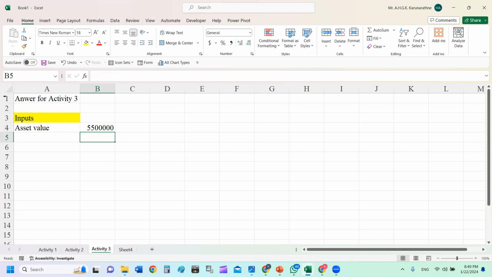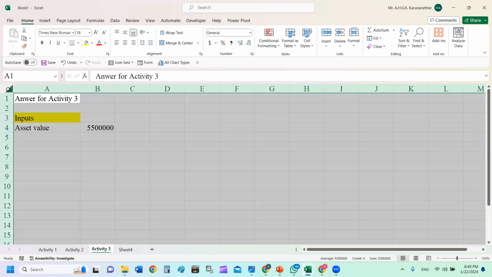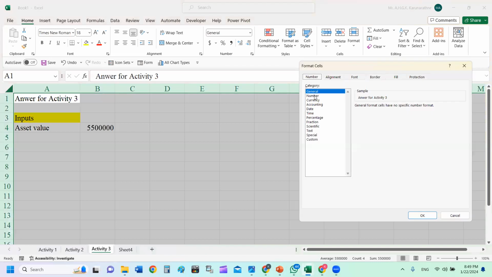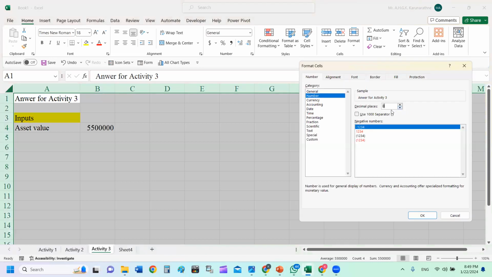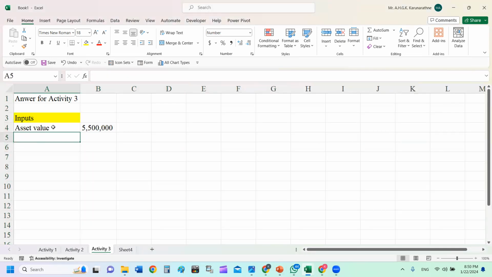Okay, so it is not good. So I format the comma separate, right? Thousand separator. Just click on this small comma, small box, Control 1, come to this dialog, click on number, reduce the decimal place, remove decimal place, use the thousand comma separator. And minus figures ideally within that. Then it's very visible. So these are our asset value.